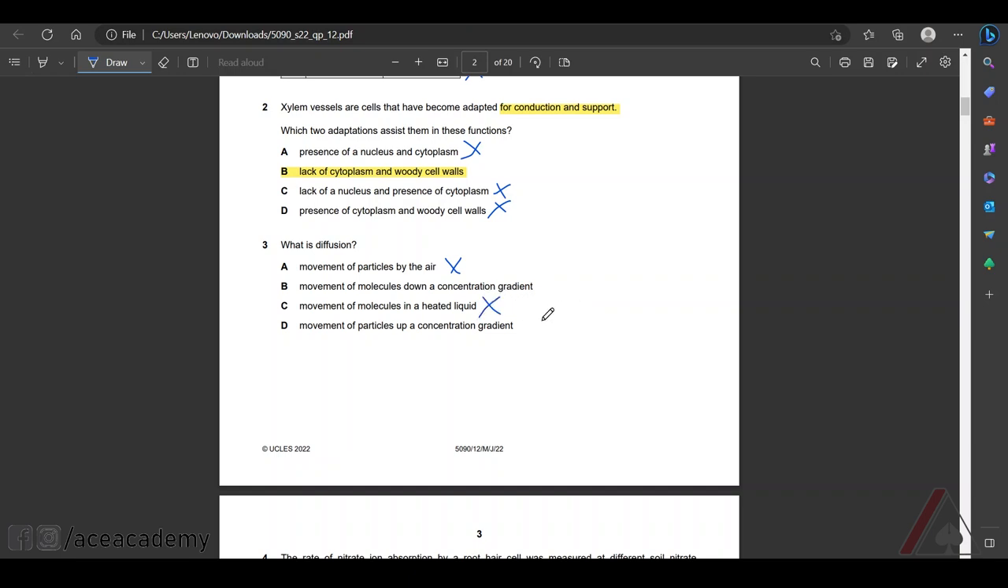And D says movement of particles up a concentration gradient. This is completely opposite of our definition. In diffusion, particles move down the concentration gradient. So our correct answer should be B.